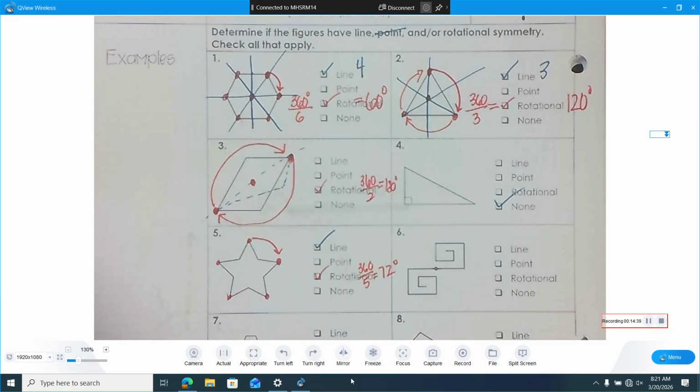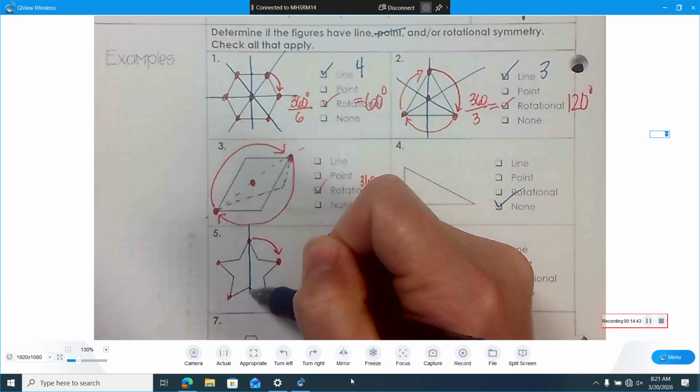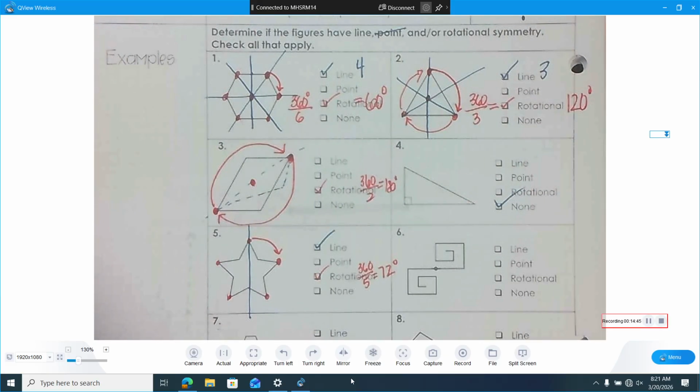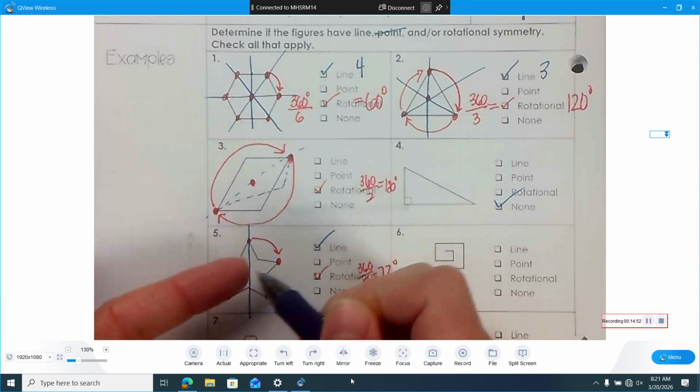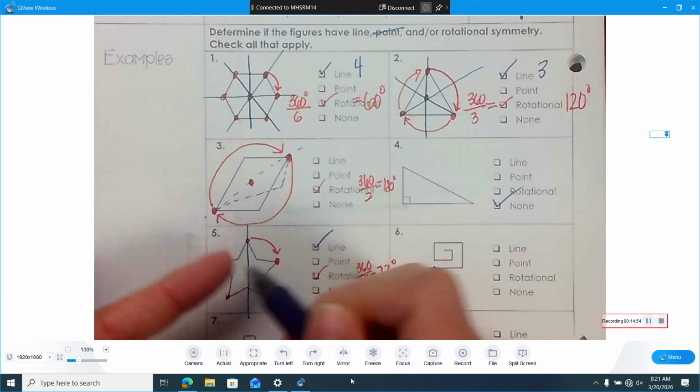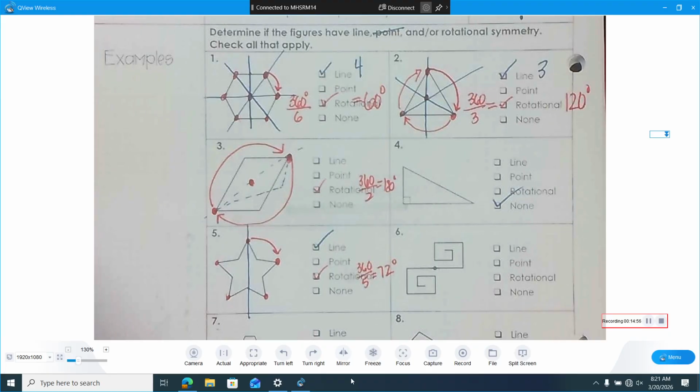Again, imagine folding this star right through vertically. And again, these little points, they would fold right on top of each other. And all those things would just fold and match up real good, yeah?